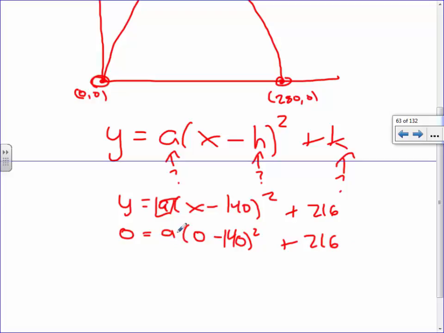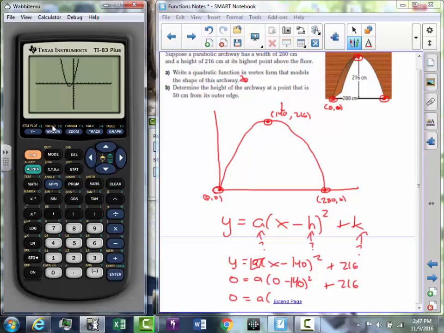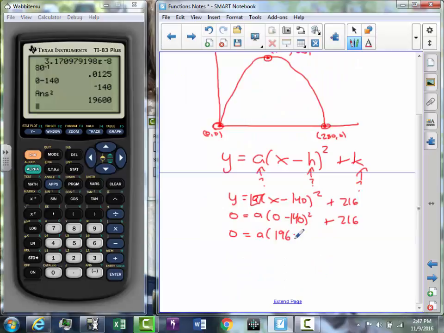So now I'm going to solve for a. So there's a little bit of algebra here. It's not a lot. Sorry. So it's 0 equals a times -140 squared. Right? Because 0 minus 140 is minus 140. When you square it, you get 19,600 plus 216.